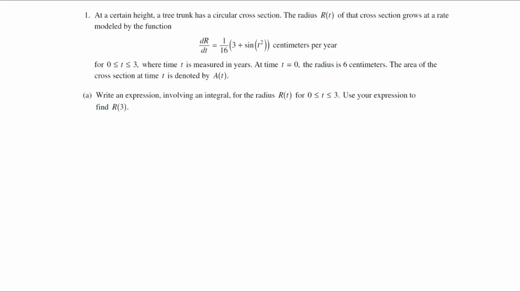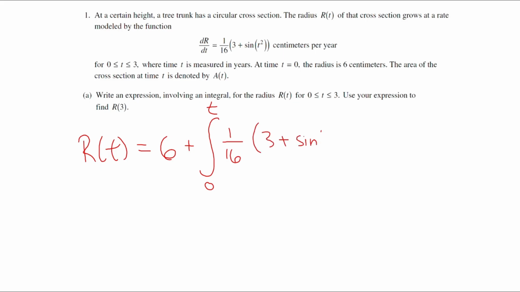And so the first thing it asks us here is just to write an expression with an integral to find the radius at any value between 0 and 3. So we know that it starts out at 6. So our initial condition is going to be 6. So r of t should equal 6 plus an integral, in other words, an amount that it changes by, right, from 0 to t of this function, 1/16 of 3 plus the sine of, we'll call it x squared dx.